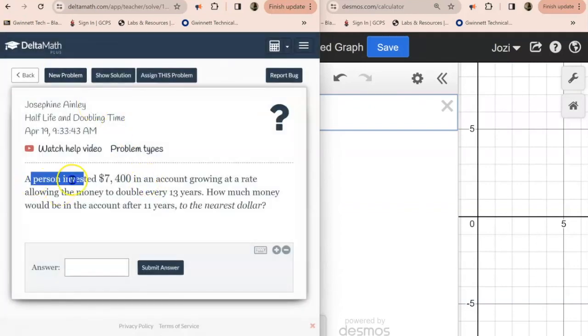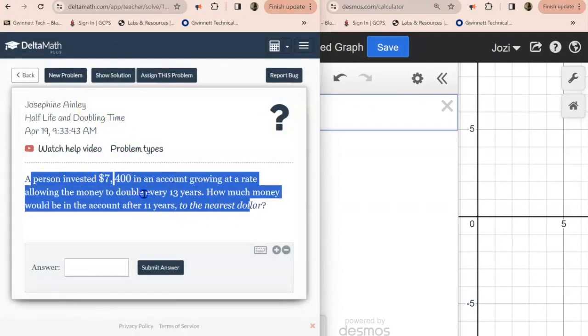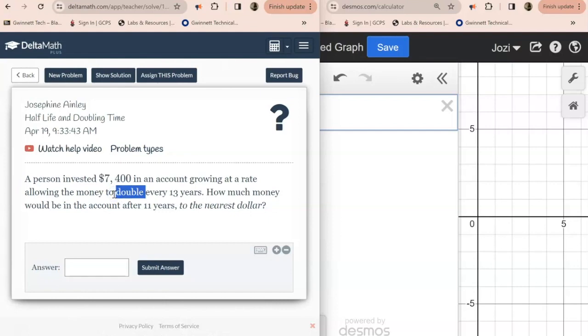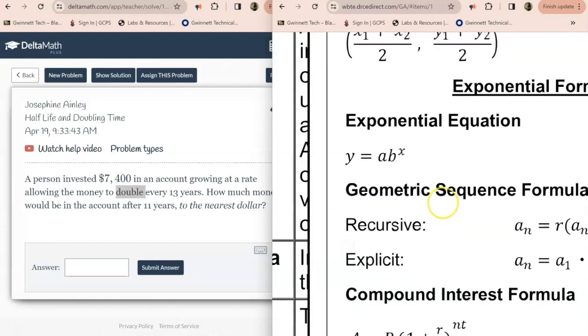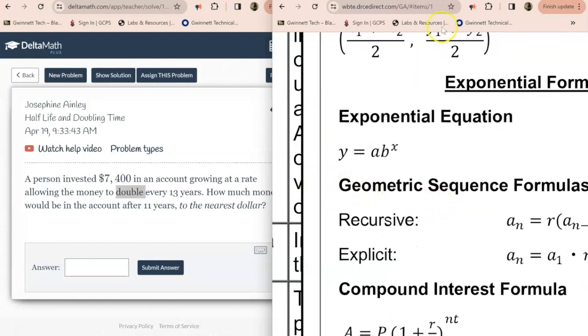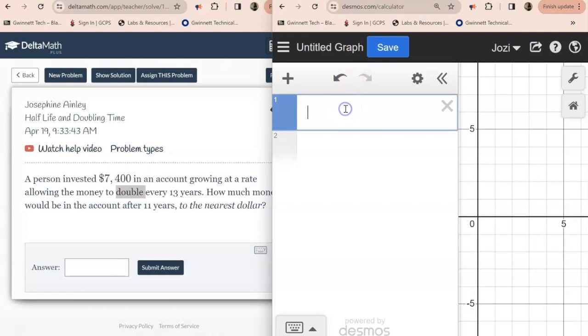All right. You're looking at half. When you see the number double, half, triple, quadruple, you know that's exponential functions. So again, hey, Miss Ainley, what is that formula for exponential functions? There it is. Y = AB^X. So immediately I'm always first typing out Y = AB^X so that I know that this is the format that it needs to be in.